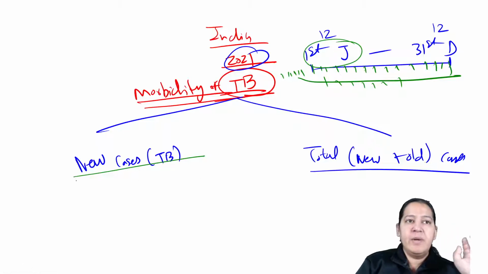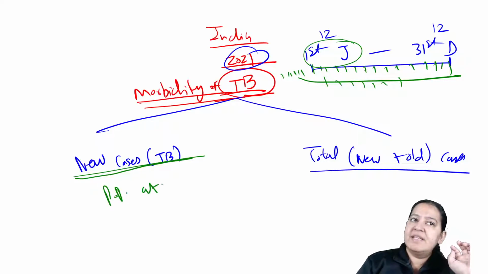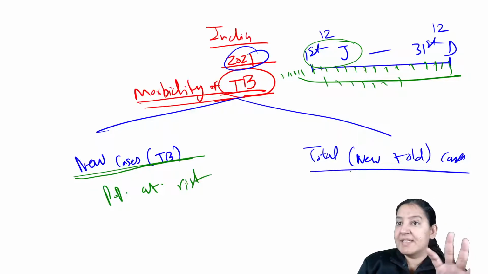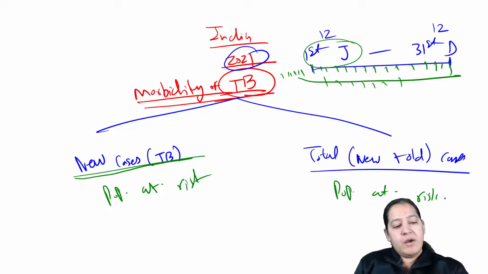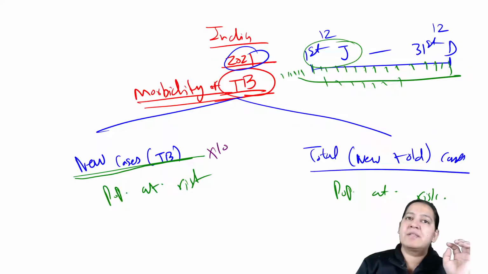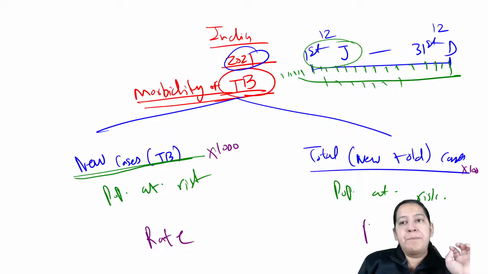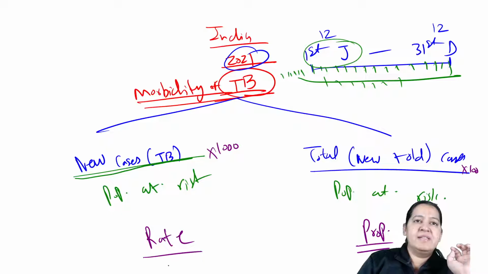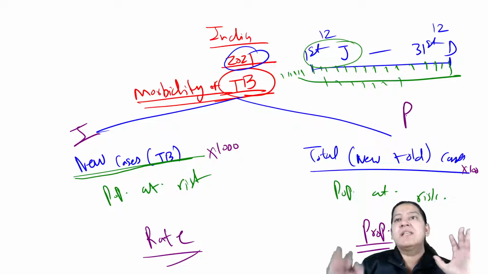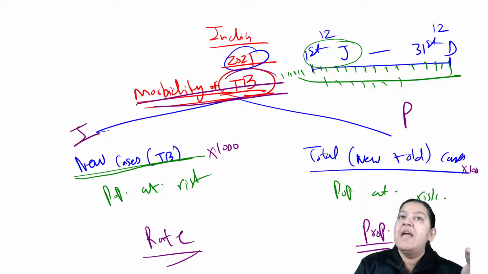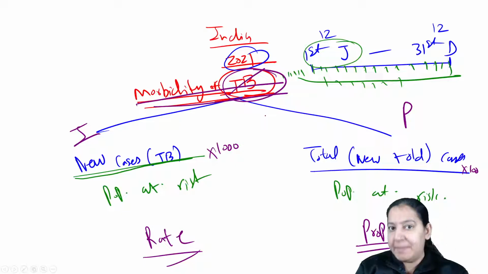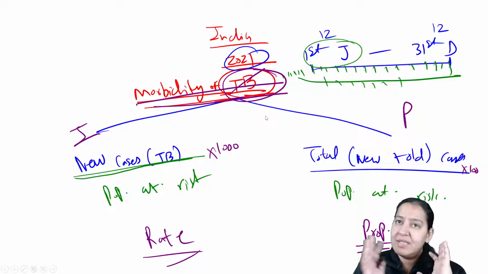If I am taking the numerator as total new cases upon population at risk, it is incidence, right? If I'm taking total cases, that is new plus old, upon population at risk, it is prevalence, right? Now, as I've told you about the multiplier, here the multiplier is 1000 and here the multiplier is 100. That's why incidence is the rate and prevalence is the proportion. This is how you can calculate the morbidity of any disease, not only TB. Instead of TB, I can say diabetes, cancer, anything. In the same way, you can do it.